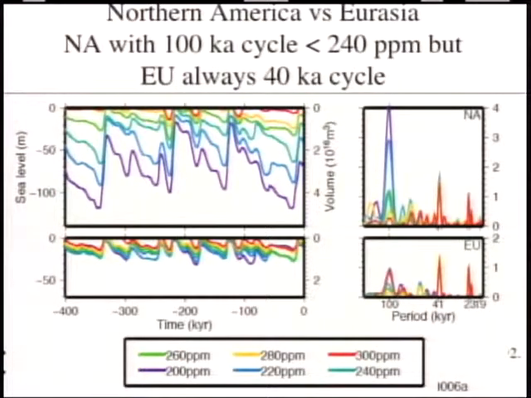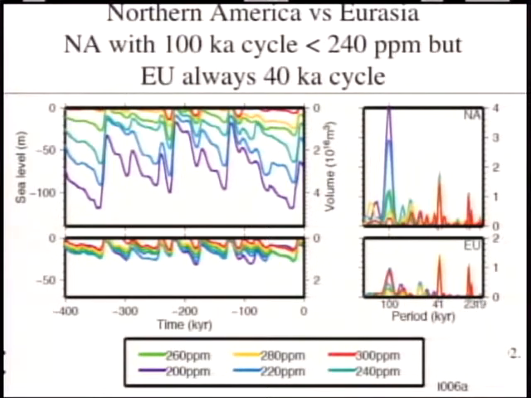And also I want to show you that this is coming from North America. When I separate the North American part and the Eurasian part, the Eurasian part does not have this 100,000-year cycle, even with a lower level of CO2, constant CO2 level. But the North American ice sheet has a very large 100,000-year cycle in this model.